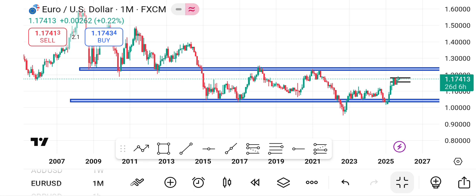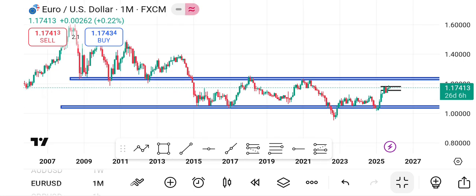So how do we tell the overall direction? How do we tell where the market is going on the monthly? First we shall be using the monthly. And why are we using the monthly? Because we want to look at the bigger picture.